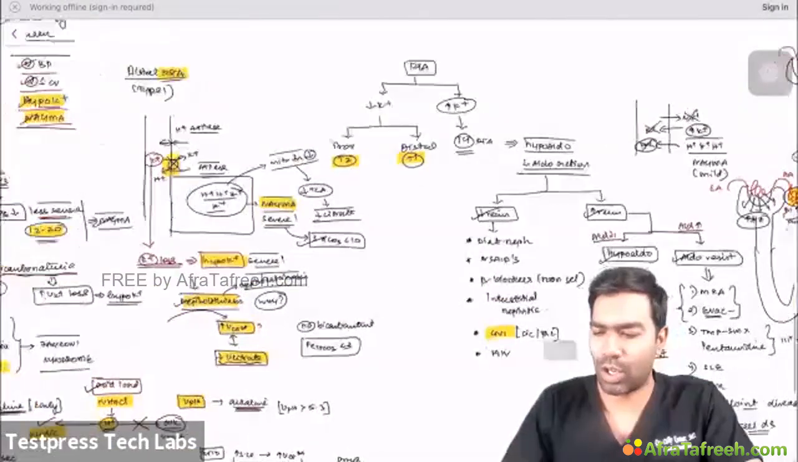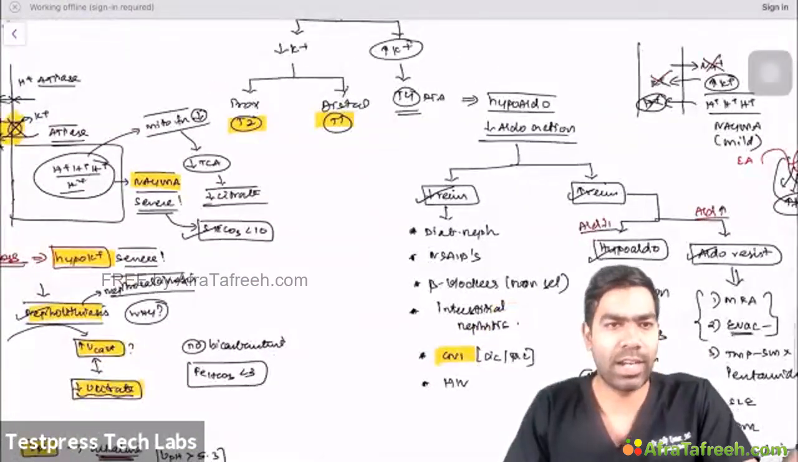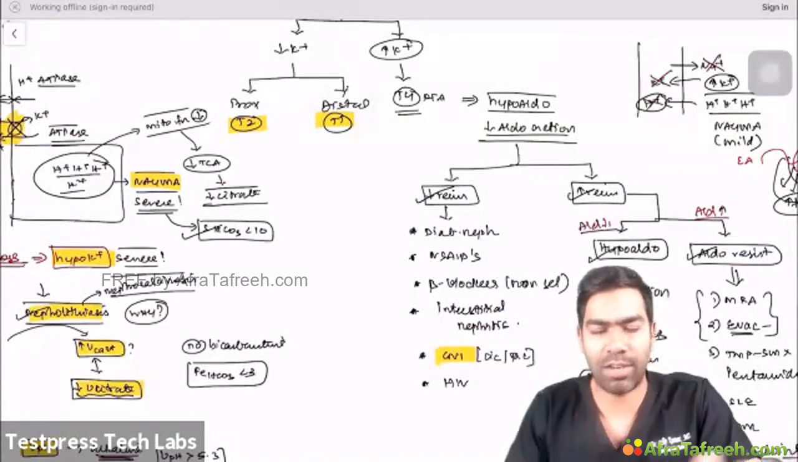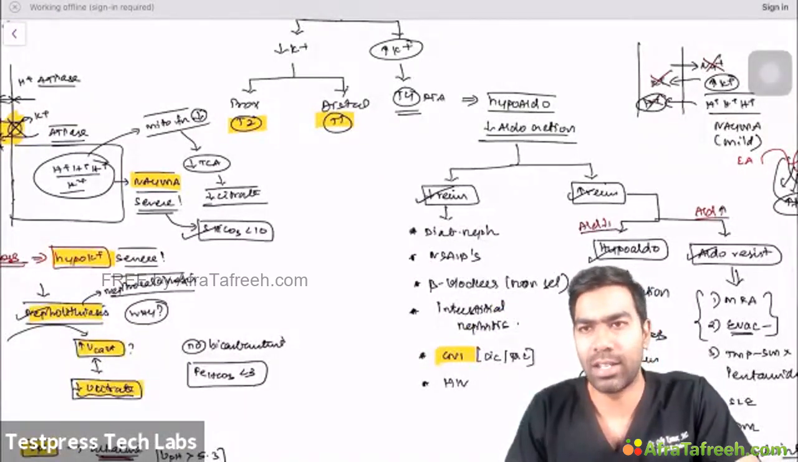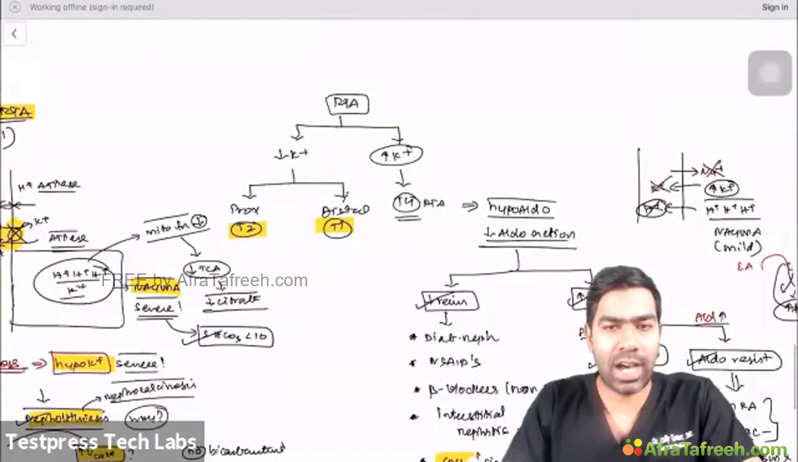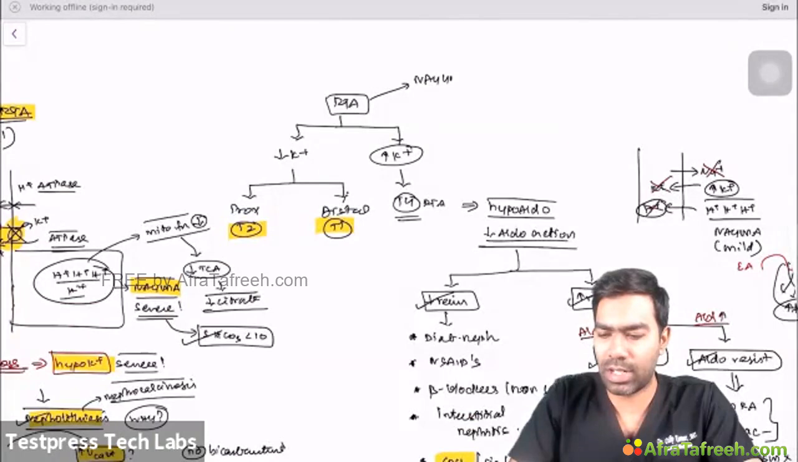So now you know the causes of different kinds of RTA. You have a proximal RTA, you have a distal RTA, and you have a type 4, that is hyperkalemic renal tubular acidosis. As far as RTA is concerned, you know the common things. There should be NAGMA. That's the most important thing. So normal anion gap metabolic acidosis. That's a very important rule to diagnose RTA.